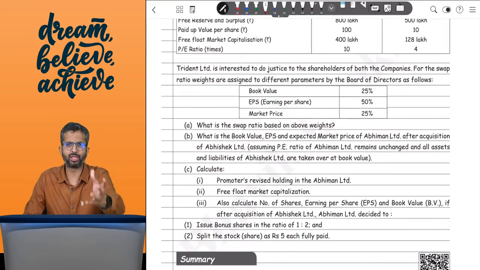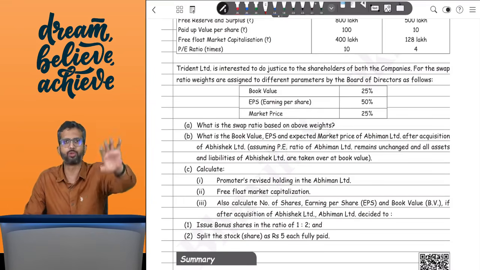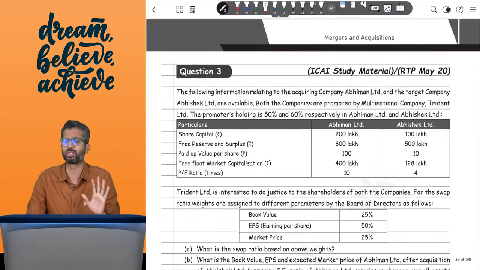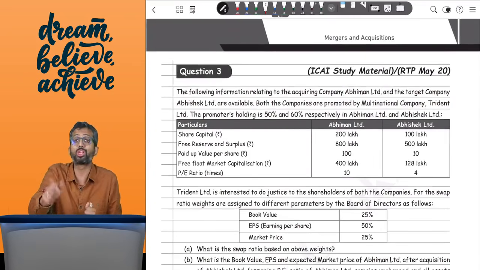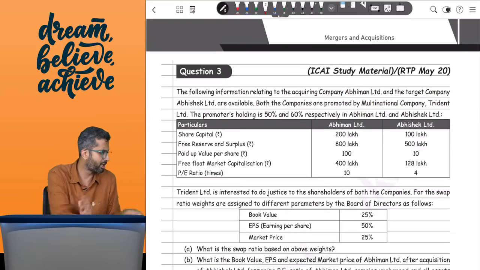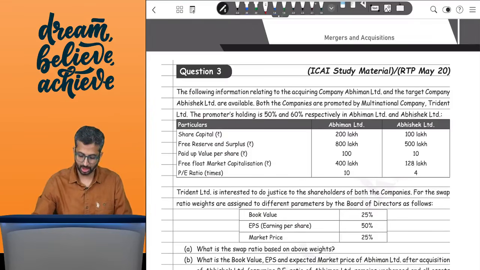So if you have Reliance, Ambani is a promoter with a 60% stake, then the free float, that is shares with other than promoters, are 40%. Just remember before you start question number 3 that free float refers to the non-promoter holding. Okay? So we will start question number 3 based on that. So let's continue with question number 3.